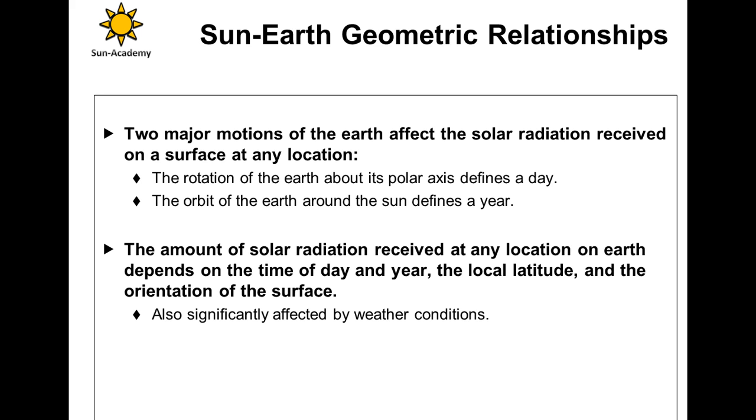Two major motions of the Earth affect the solar radiation received on a surface at any location. The first is the rotation of the Earth about its polar axis, defining a day, and the orbit of the Earth around the Sun, which defines a year. The amount of solar radiation received at any location on Earth depends on the time of day and year, the local latitude, and the orientation of the surface receiving the Sun. Also, it is significantly affected by local weather conditions.